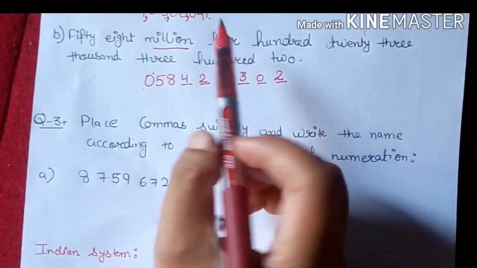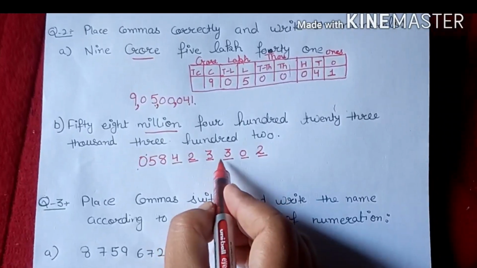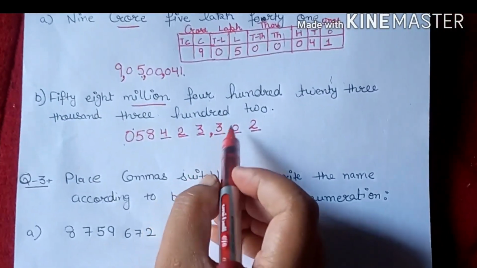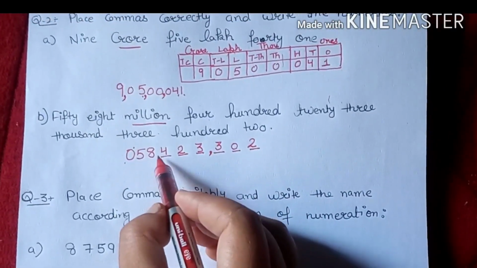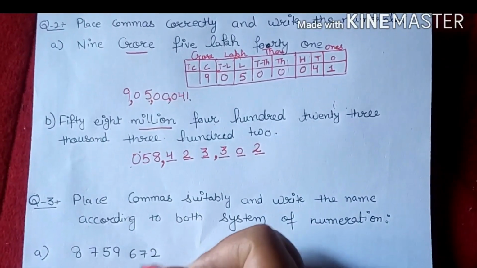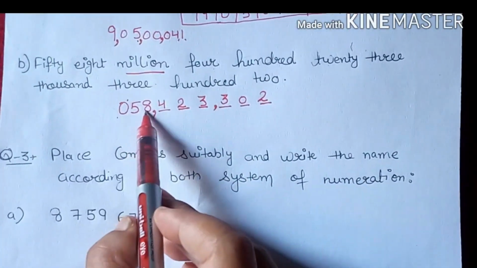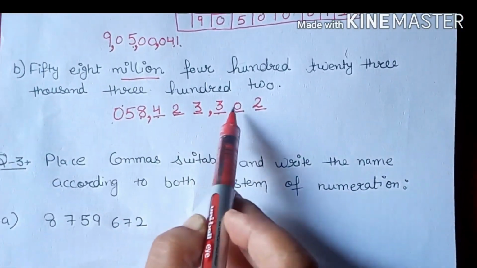Now the next part is we have to put the commas according to the international numbering system, and in the international numbering system we always put the commas from the right in groups of 3 numbers, always in groups of 3 numbers. So we got our answer, that is 58,423,302.